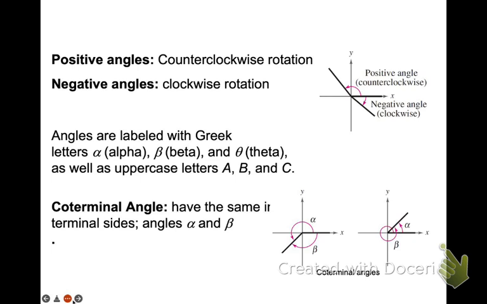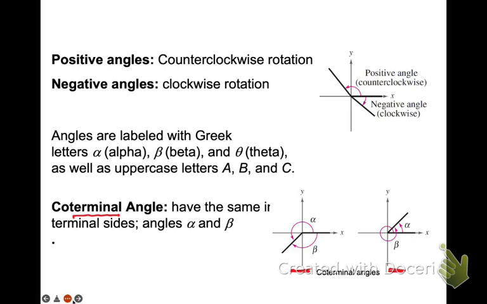Okay, so we talked about positive and negative angles, right? Positive, you rise, counterclockwise. Negative, you fall. And alpha, beta, and theta are just names of angles. And coterminal, they share what side? The terminal side. So we have alpha and beta, an example here. We have beta and alpha, and we have an example here.